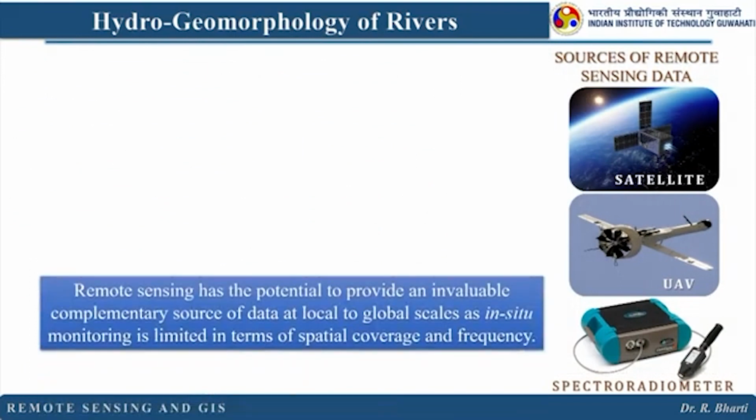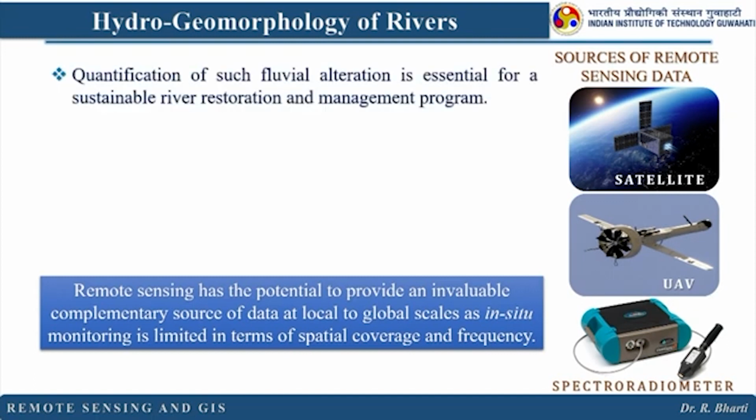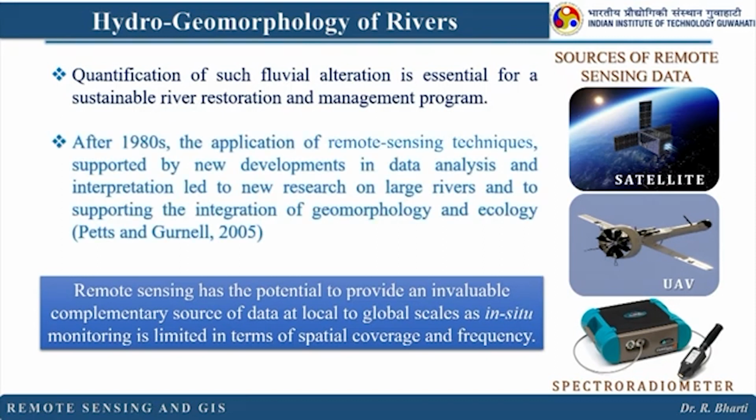Remote sensing has the potential to provide an invaluable complementary source of data at local to global scale, as in situ monitoring is limited in terms of spatial coverage and frequency, right. So, quantification of such fluvial alteration is essential for a sustainable river restoration and management program. After the 1980s, the application of remote sensing techniques supported by new developments in data analysis and interpretation led to new research on large rivers and to supporting the integration of geomorphology and ecology that has already been addressed in this particular paper. So, these are the different sources of remotely sensed images or remote data sets.